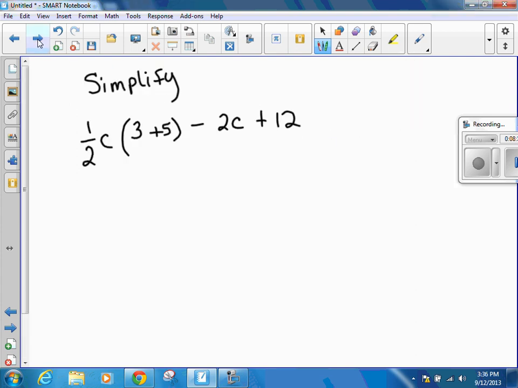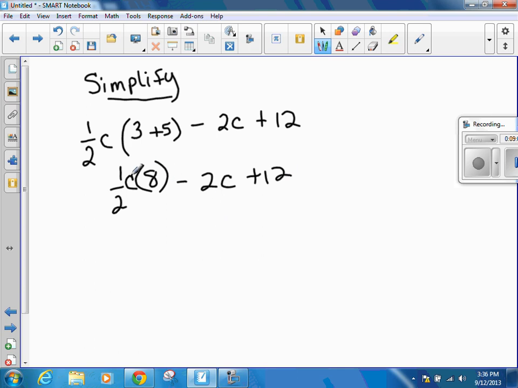Okay? Oh, here's one more. This is the last problem. So we're going to simplify this. Remember, look inside the parentheses first to see if you can simplify this. I do have like terms. I can add my 3 plus my 5. So my 3 plus my 5 is 8, okay? I can bring down that 1/2 c. I'm going to keep this 8 in parentheses because I'm going to end up multiplying this out. Minus 2c plus 12, okay?